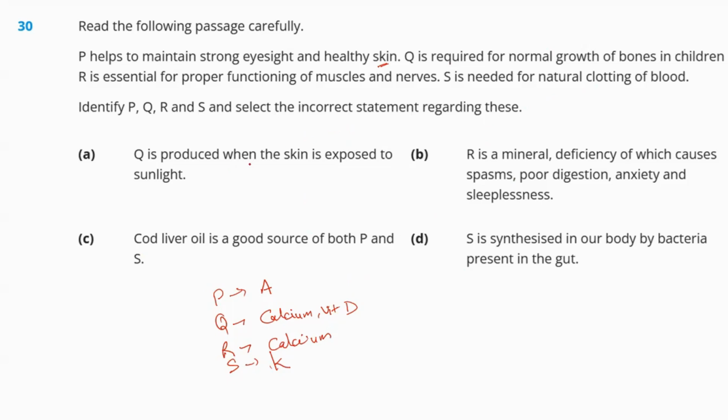Q is produced when the skin is exposed to sunlight? Yes. R is a mineral, deficiency of which causes spasm, poor digestion, anxiety, and sleeplessness. Cod liver oil is a good source of both P and S. No. S is synthesized in our body by bacteria present in our gut. Yes, so our answer would be option number C here.